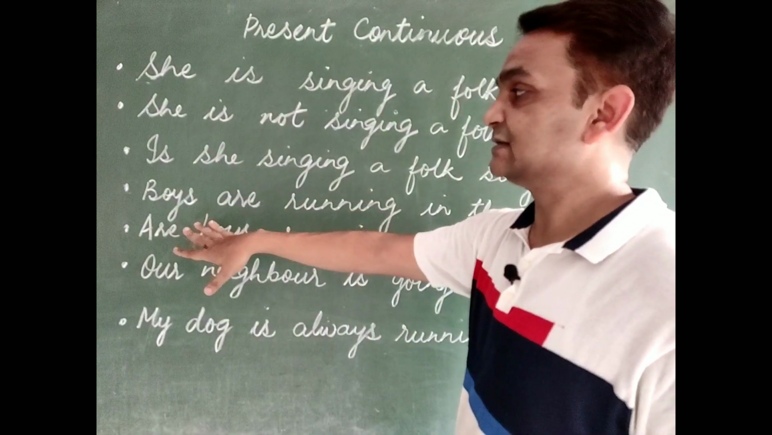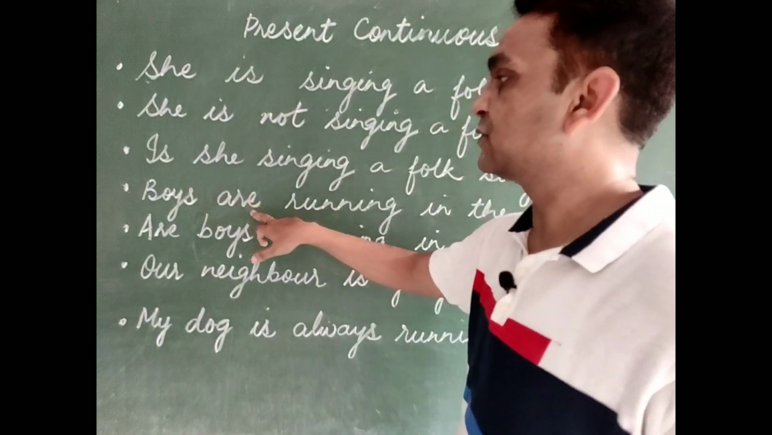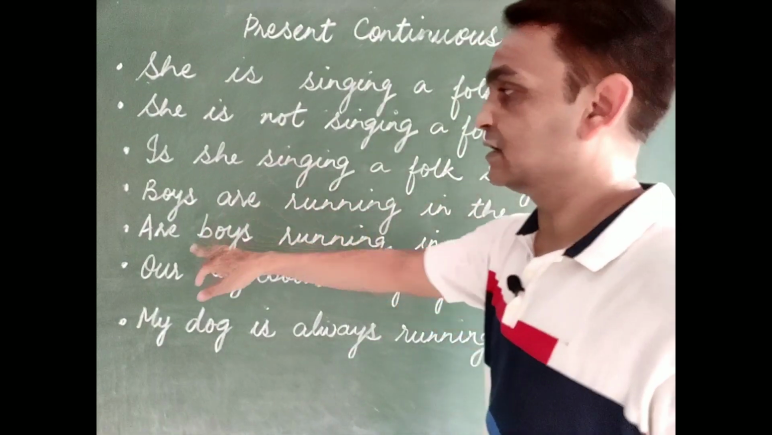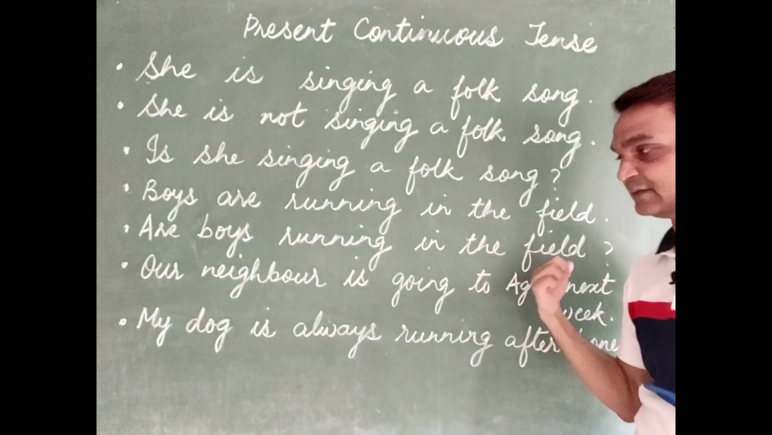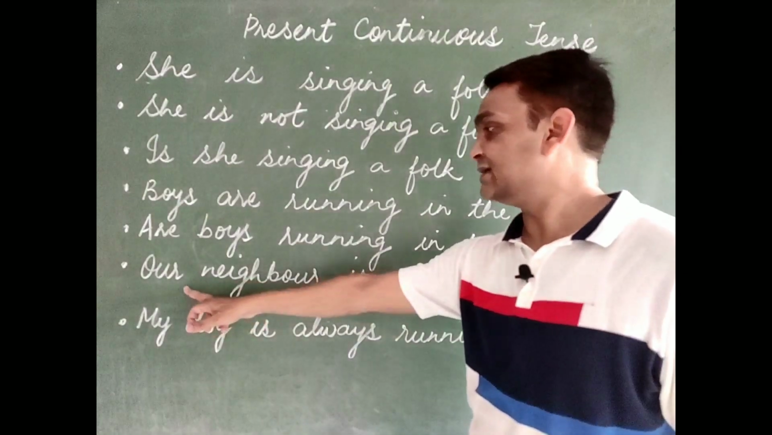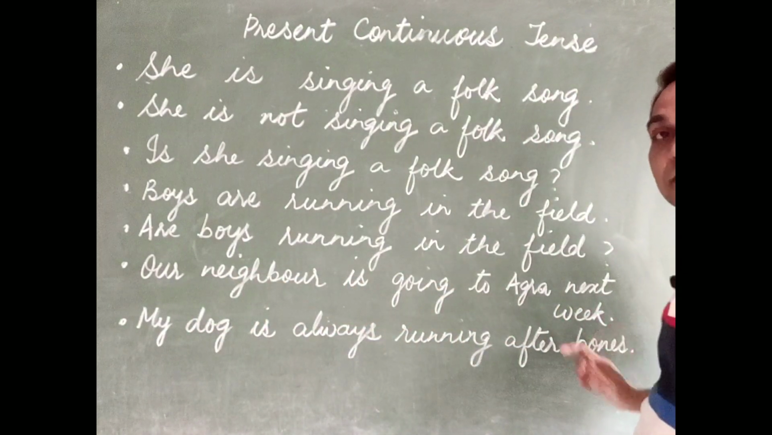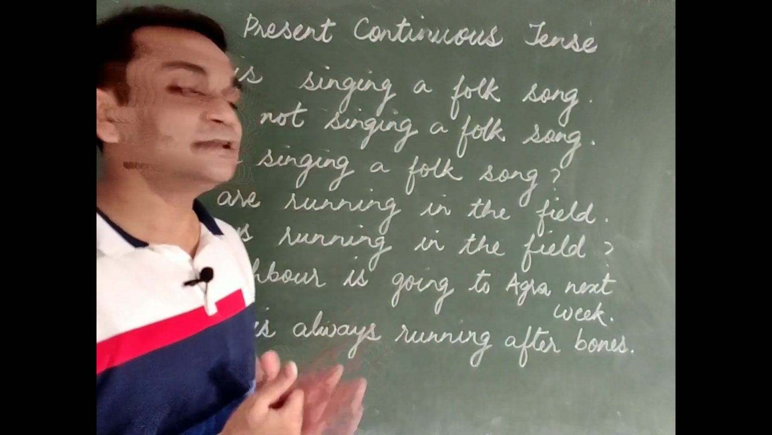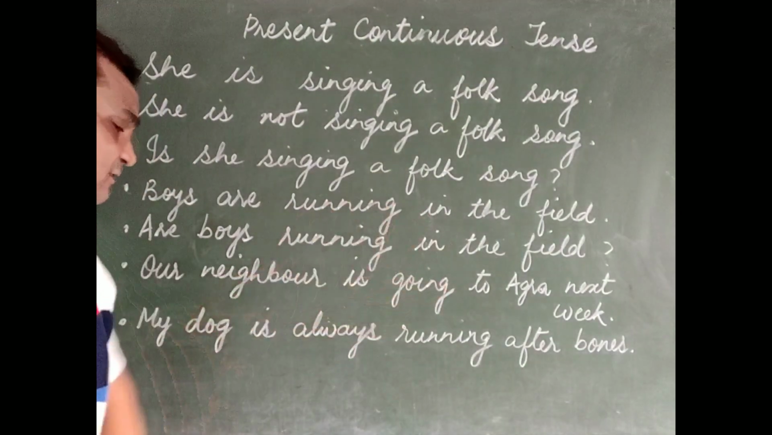Now when the sentence is having a plural subject, boys, then we are going to use are. Boys are running in the field. Interrogative, are boys running in the field? Now this sentence, our neighbor is going to Agra next week. Now this sentence shows some future action, but it is in present continuous. So our neighbor is going to Agra next week.